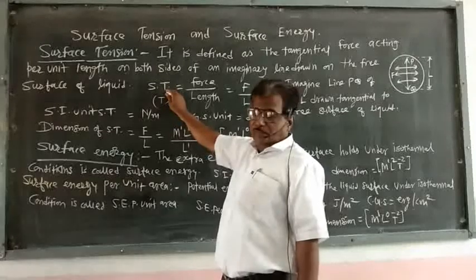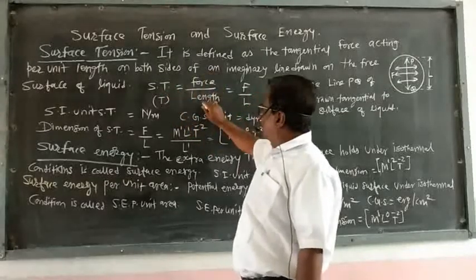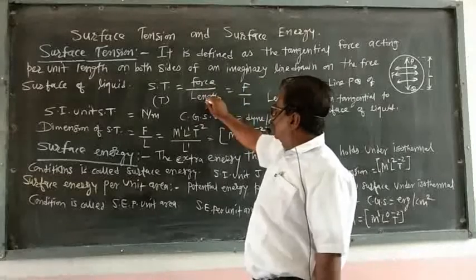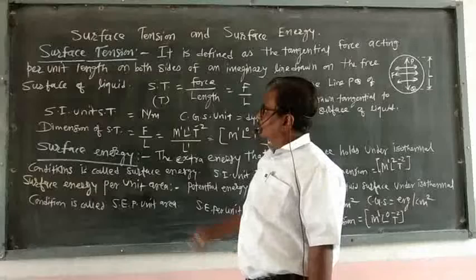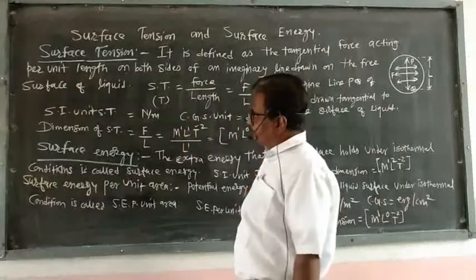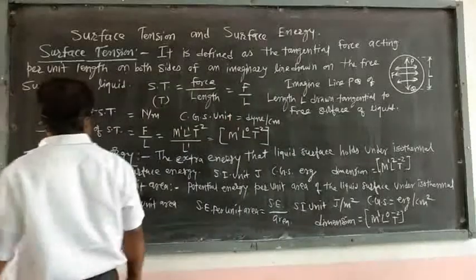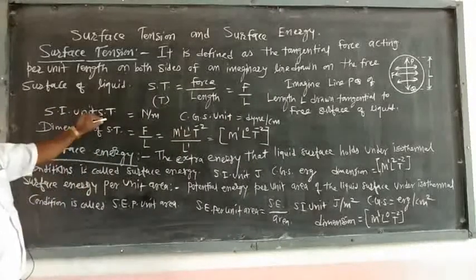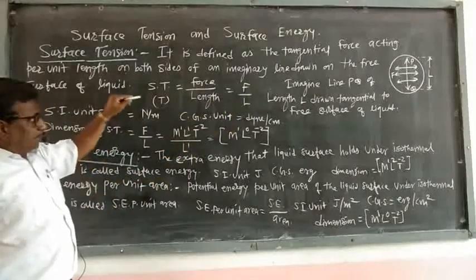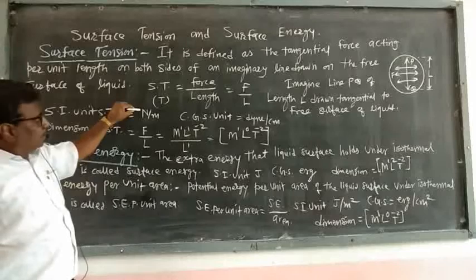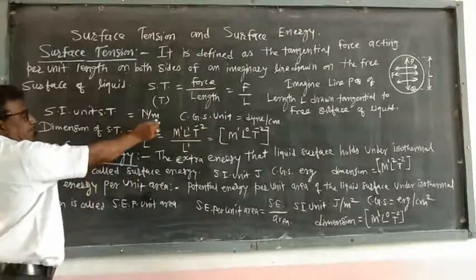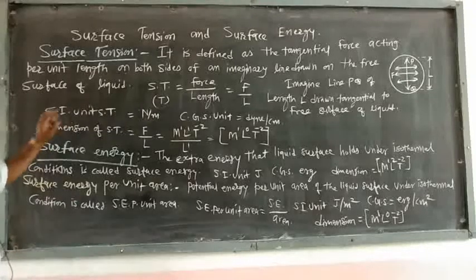So the formula for surface tension is equal to force per unit length. Here force is represented by the letter capital F, and length is represented by the letter capital L. So the formula for surface tension is T equals F upon L. Now we find the SI unit of surface tension. Using the formula F upon L, force is measured in Newton in the SI system and length is measured in meter. So Newton per meter is the SI unit of surface tension.